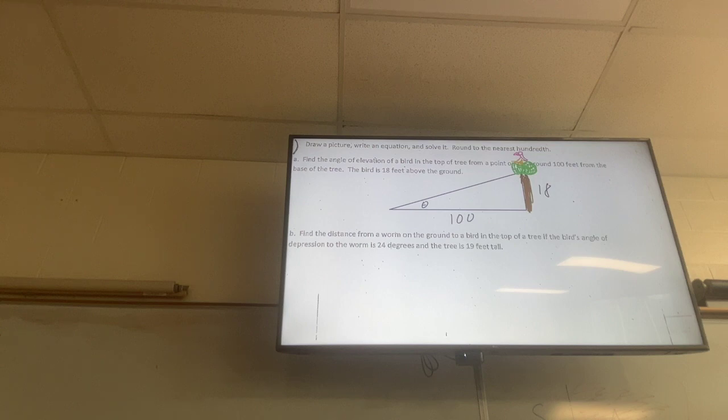Which one am I going to do? Why don't we use tangent? We have theta, the opposite side, and the adjacent side. Which trig function involves those two? Tan. So we want the angle whose tangent is 18 over 100. The tangent of theta equals 18 over 100.